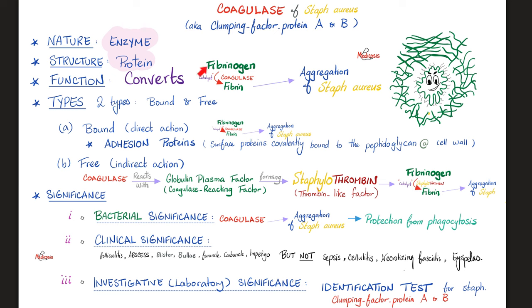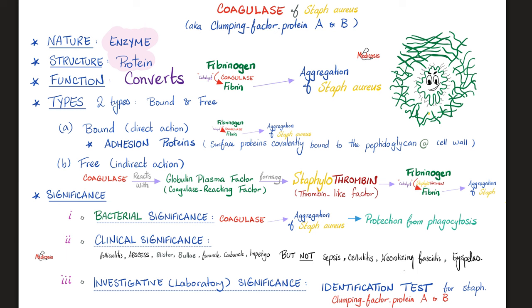Types: we have 2 types of coagulase, bound and free. The bound has direct action, free exerts indirect action. What do you mean by direct action? Adhesion protein. Why is this? Because when you convert fibrinogen to fibrin, you are providing a surface for the proteins to covalently bind the peptidoglycan of the bacterial cell wall.